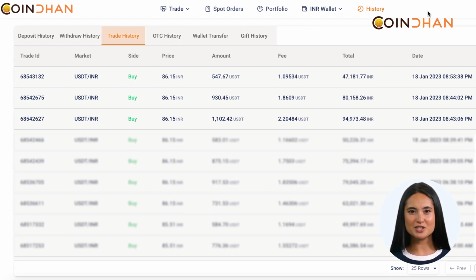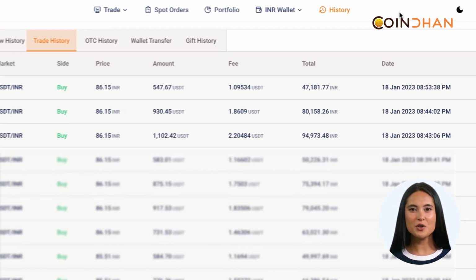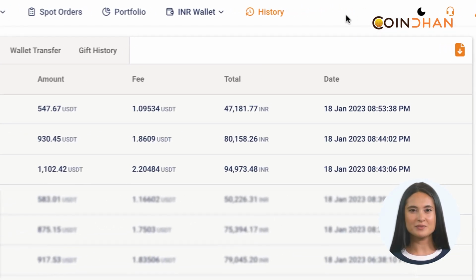Wondering about your past transactions? CoinDhan's order history feature keeps a record of all your trades, providing you with a comprehensive overview of your trading activity. You can easily review your orders and track your progress.